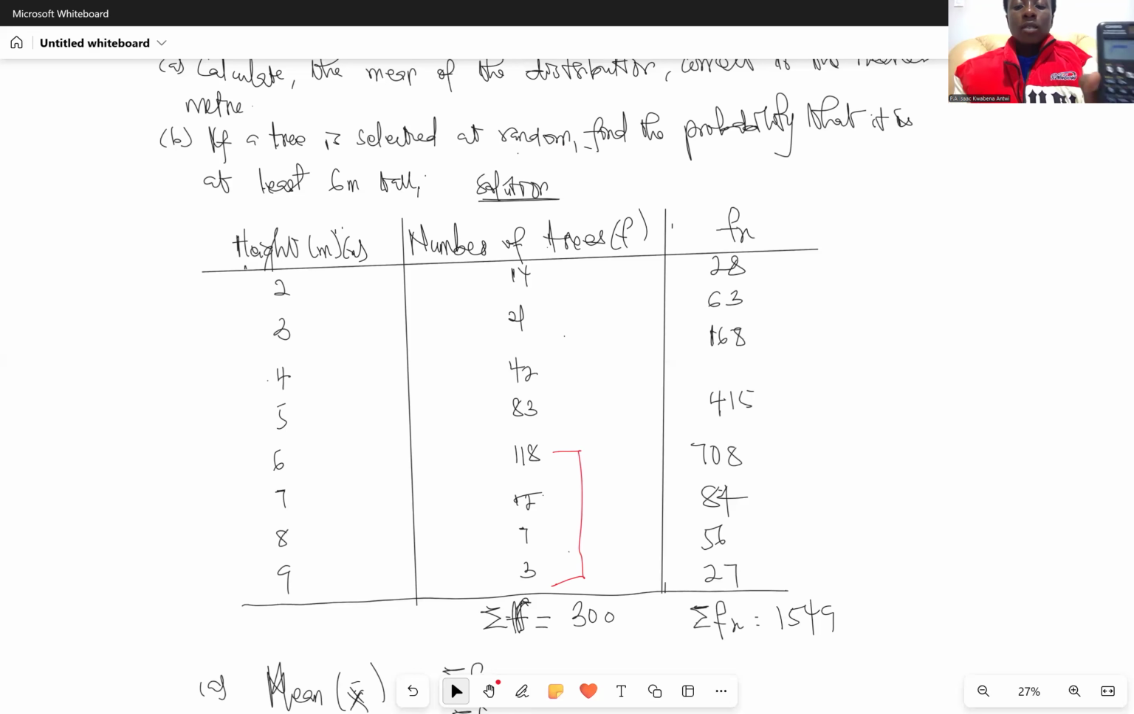So let's do the height first. Press 2, press equal to, it will skip to the next. Press 3, we are putting everything equal to. Press 4, equal to. Press 5, equal to. Press 6, equal to. Press 7, equal to. Press 8, equal to. Press 9, equal to. You're done. Then now use your cursor to the right.